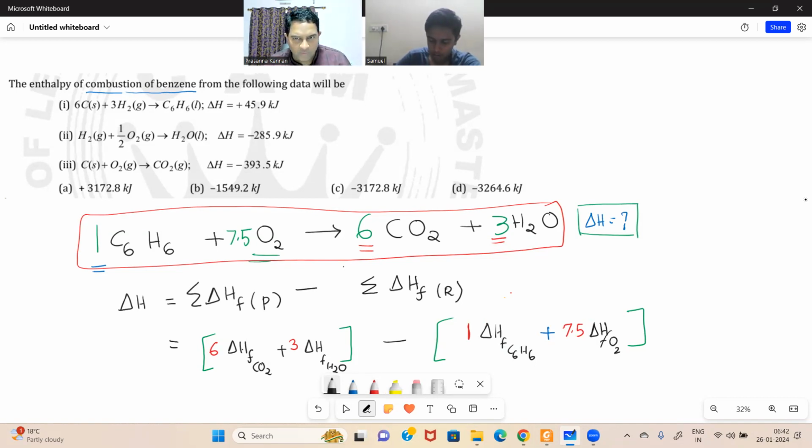But we are not given the formation of oxygen. What should we do? Find it out. Okay, now imposition starts. What? You don't know the enthalpy of oxygen. Any compound in its freely occurring state, that's 0.